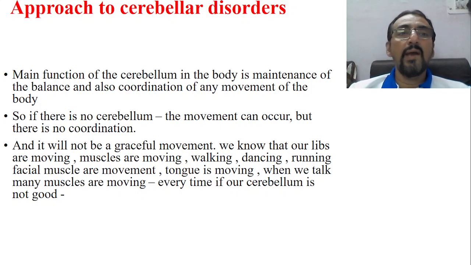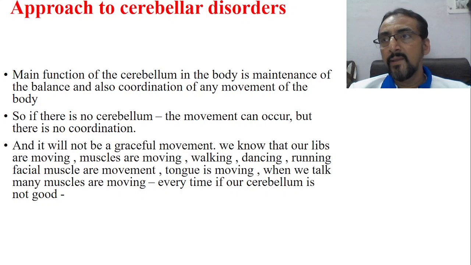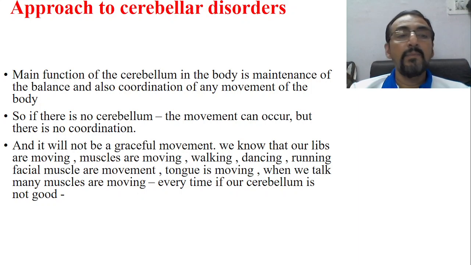Ataxia may be caused by many causes, but one of the main organs affected in ataxia is the cerebellum. Of course, we will see other forms of ataxia also, but first we will see cerebellar ataxia, or cerebral causes related to ataxia. The main function of the cerebellum is the maintenance of balance and coordination of many movements of the body. If there is no cerebellum, movement can occur, but there is no coordination.